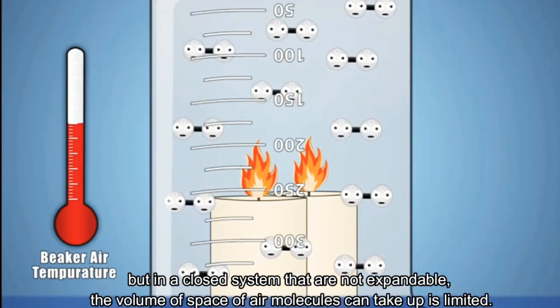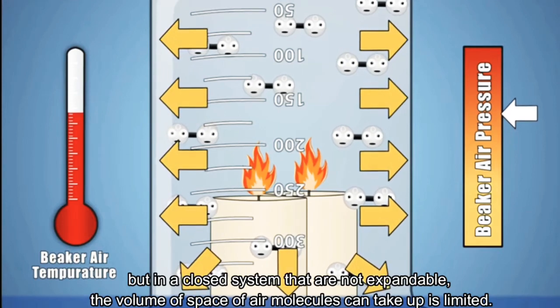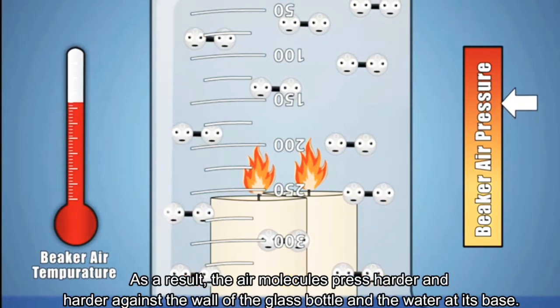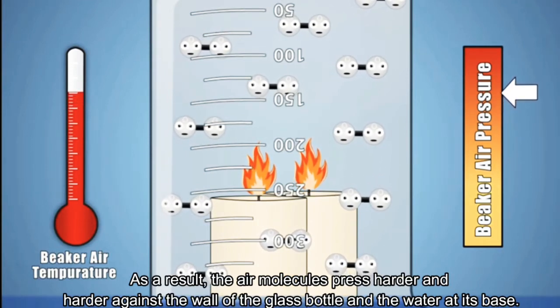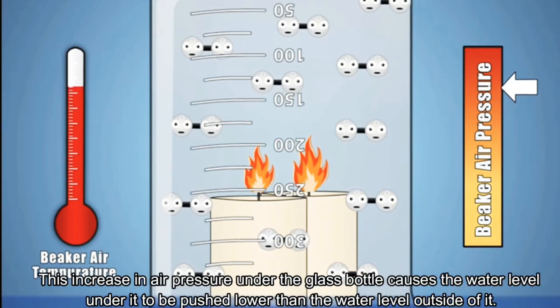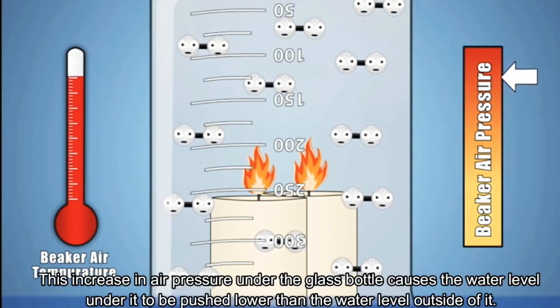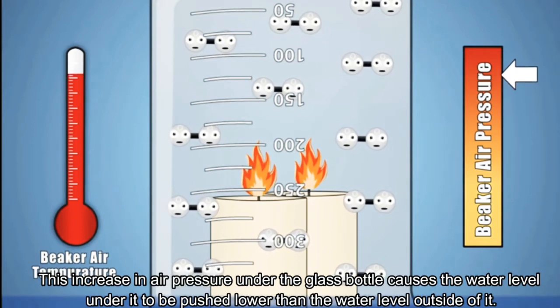But in a closed system that is non-expandable, the volume of space the air molecules can take up is limited. As a result, the air molecules press harder and harder against the wall of the glass bottle and the water at its base. This increase in air pressure under the glass bottle causes the water level under it to be pushed lower than the water level outside of it.